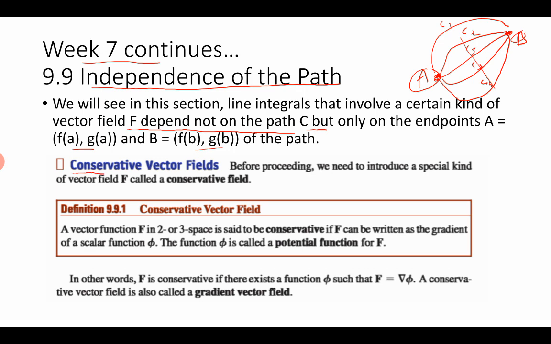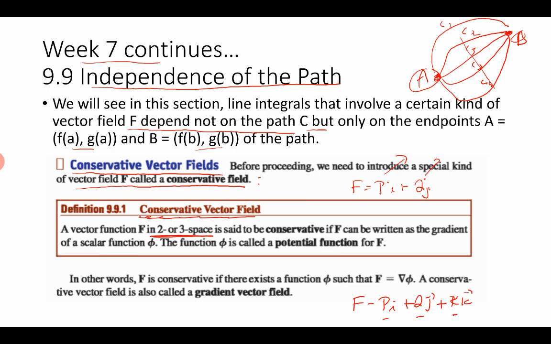There is a definition for it: conservative vector fields. Before proceeding, we need to introduce a special kind of vector field called a conservative vector field. What is a conservative vector field? A vector function F, either in 2-space or 3-space. If it is in 2-space, it will be Pi + Qj; if it is 3-space, F will be Pi + Qj + Rk. And remember, in 2-space, P and Q will be functions of x, y. In 3-space, all three terms P, Q, R will be functions of x, y, and z.